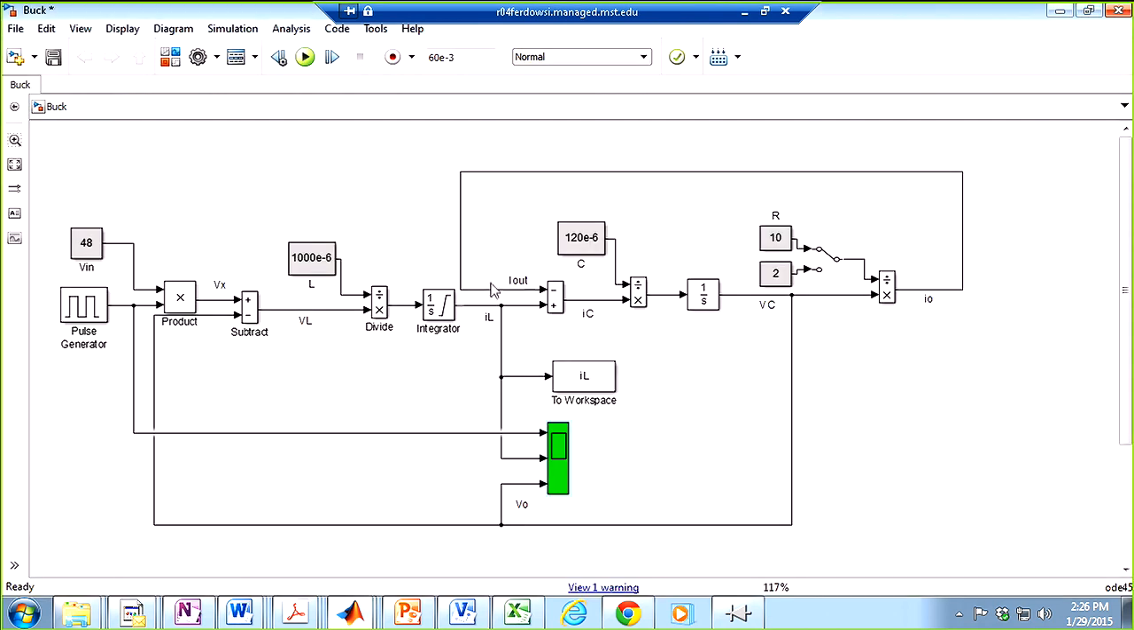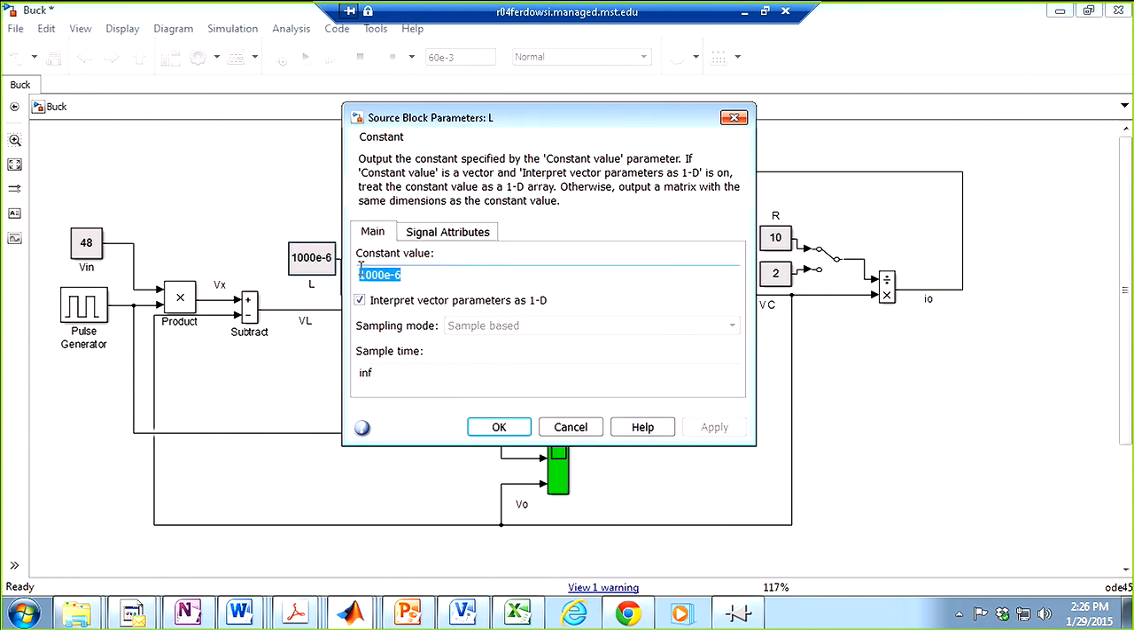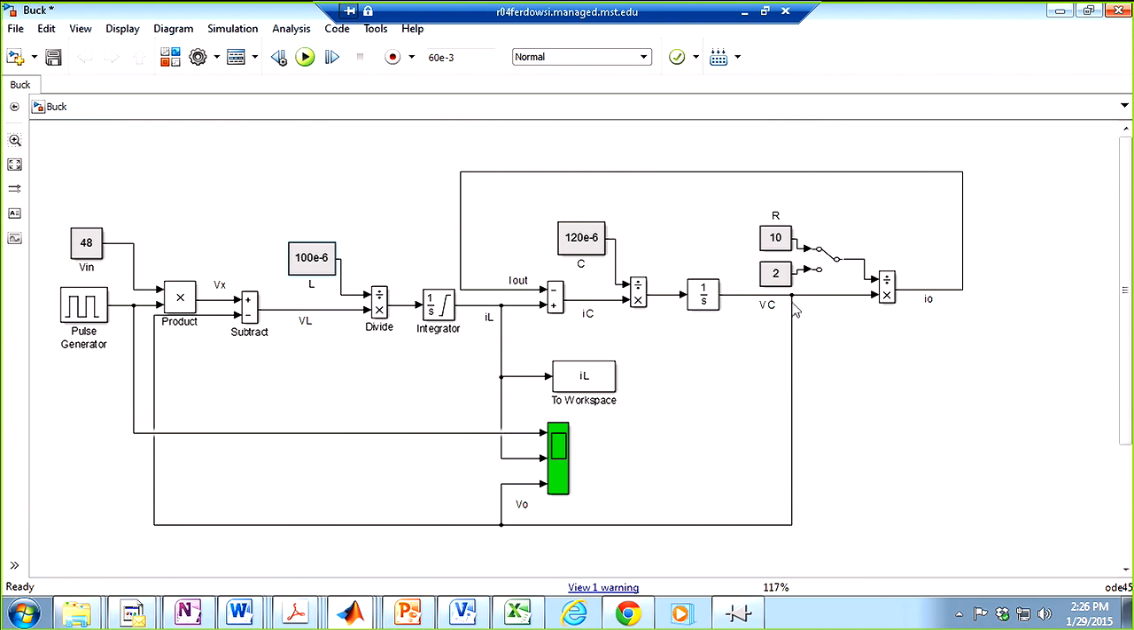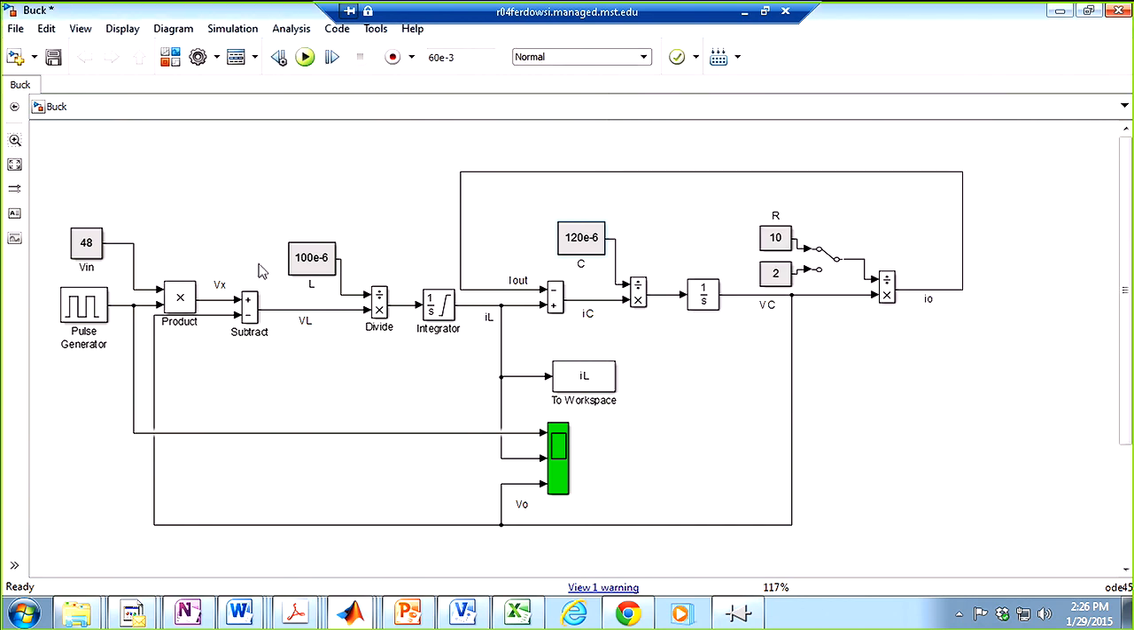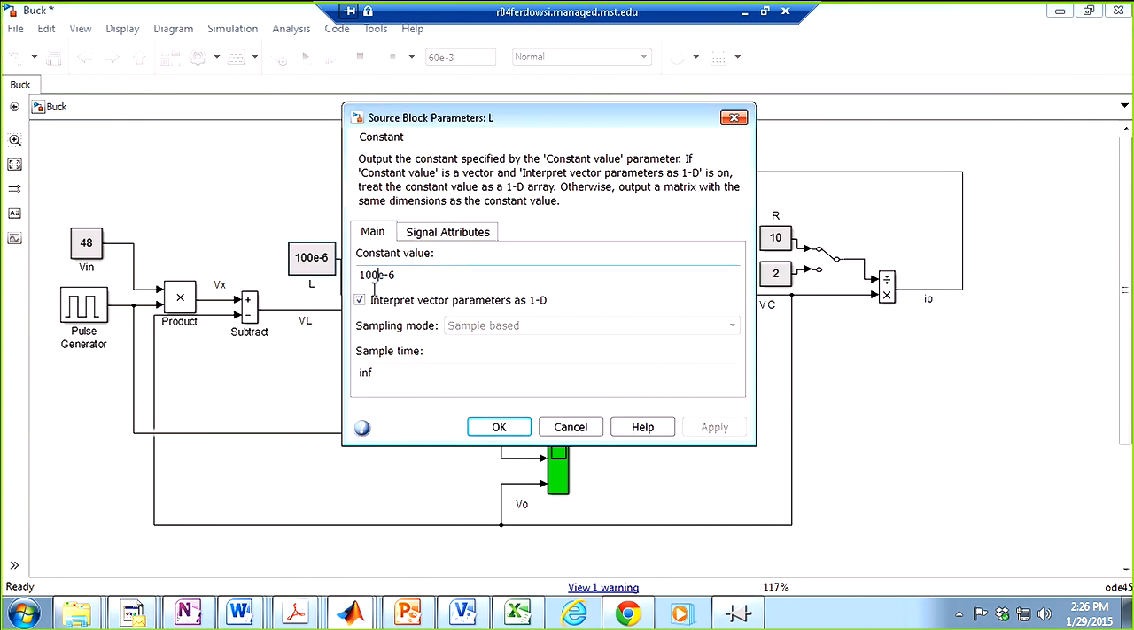Okay, now let me put this back to 10, 100. And let's say our capacitor is now 10 times larger. Or let's try a 10 times smaller inductor. Instead of 100 micro, do 10 micro.